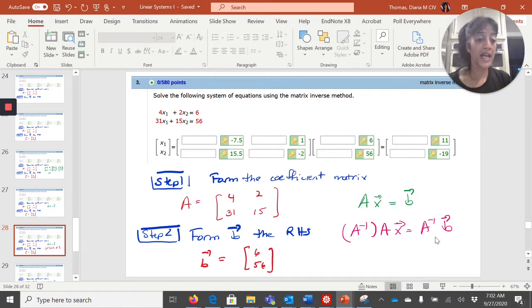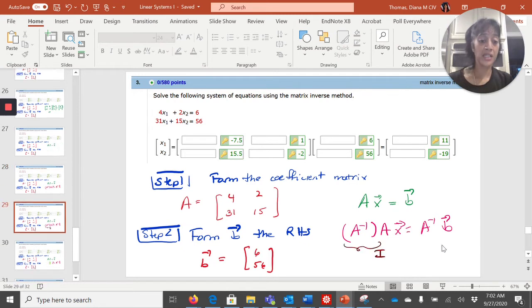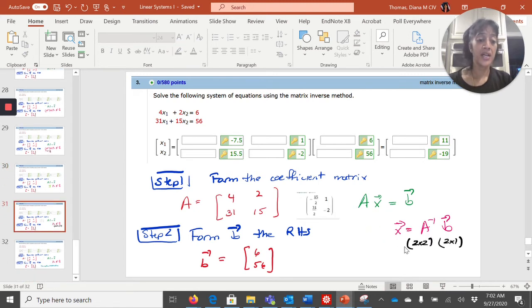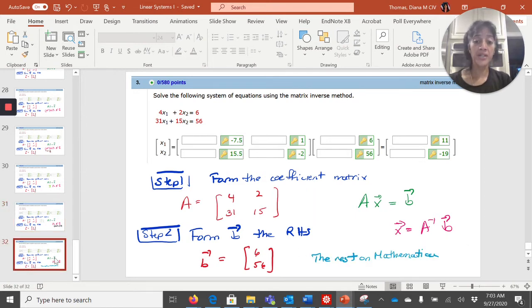But I hit both sides on the left by an A inverse. And what that does, as we know from the previous WebAssign, is give the identity. And the identity times anything is itself. The reason I have to be careful is that A inverse is a 2 by 2 matrix and B is a 2 by 1 matrix, 2 rows, 1 column. Because of that, the matrix multiplication makes sense. Now, if you had put the A inverse on the other side, it wouldn't make sense, and even Mathematica is going to tell you it doesn't make sense. So what we're going to do now is go to Mathematica with this. So let's go there.